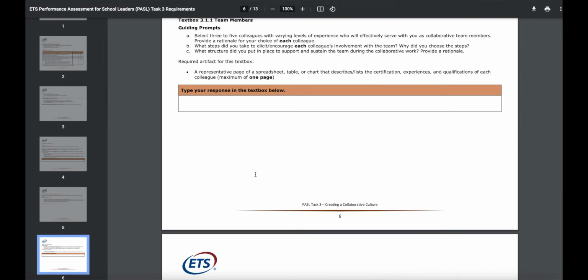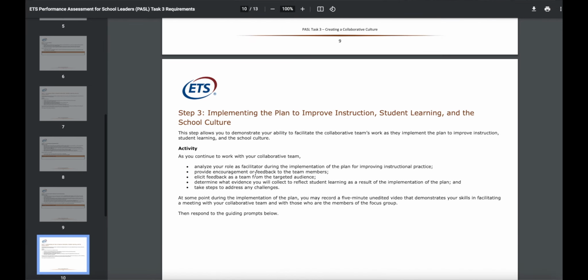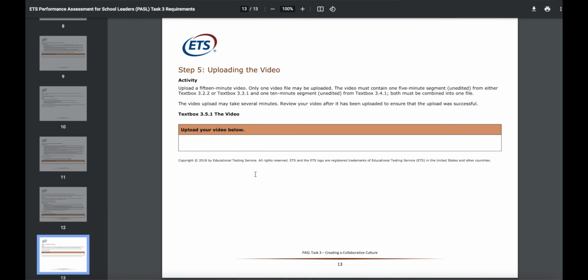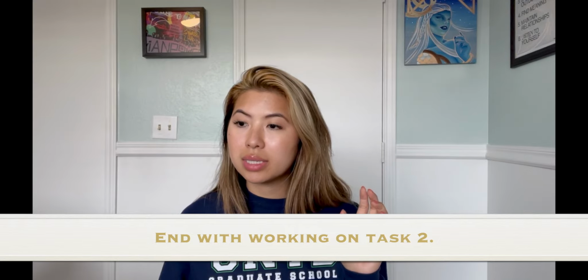So one of the videos is a 5-minute video on the process of planning for the PD you're planning to deliver to your campus or to a group of teachers. And then the second video is a 10-minute video on the reflection process with one of your team members, just going through how everything went, how you would change it. There's different prompts that you can choose to answer for the 10-minute video, but those are the prompts that I chose to follow. And finally, I'd work on task 2, because that has the observation forms and the student work samples that are required.